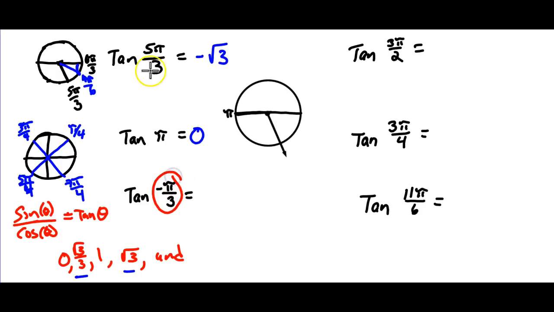Negative pi over 3 and 5 pi over 3 are coterminal angles. So they land in the exact same spot, and their answer is going to be the same as far as tangent goes. They both have the tangent of that angle is negative square root of 3.